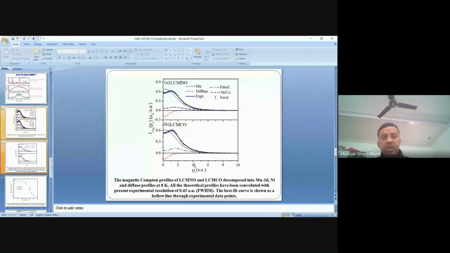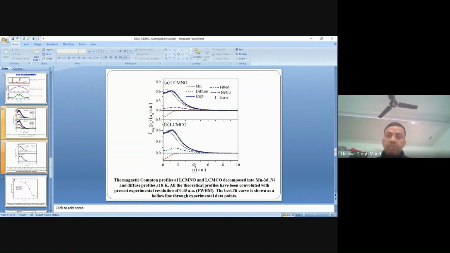But if you want to calculate the contribution of different elements within this sample, then we decomposed our magnetic Compton profile data into its different component data. We found that in both these samples, the major contribution is due to the Mn 3d electrons, which have parallel or ferromagnetic behavior with the nickel and cobalt 3d electrons, while the diffuse electrons have anti-parallel behavior with Mn 3d electrons as well as nickel and cobalt 3d electrons.